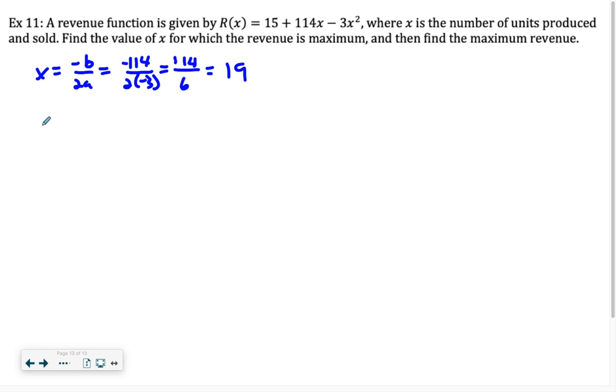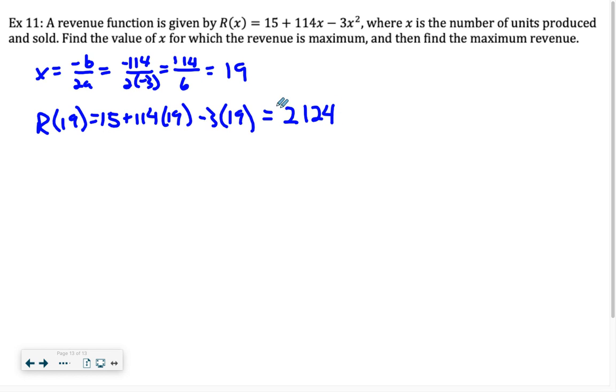Now, to find the maximum revenue, I'm just going to plug 19 into my function. So 15 plus 114 times 19 minus 3 times 19 squared. So what does that get us? That should get me 2,124. So that is the maximum revenue. We don't really know the situation here, but x equals 19 and $2,124 would be the maximum revenue.